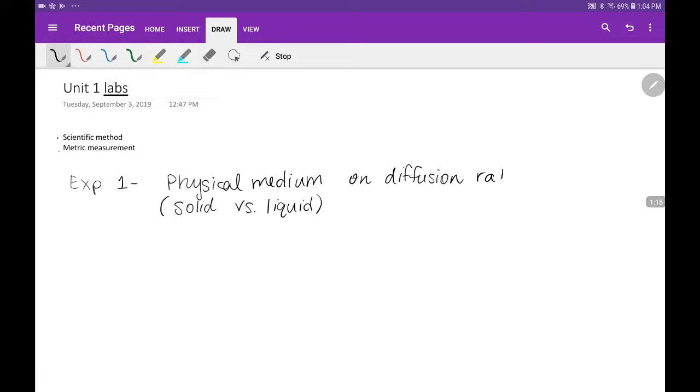Okay, so whenever you see the word rate, what you're probably thinking is that this is some unit per time. A really easy way to think about rate: it could be miles per hour, it could be centimeters per second, but a rate always means some unit that we're measuring per time. So we need to be asking ourselves, how do we measure? What are we measuring here?